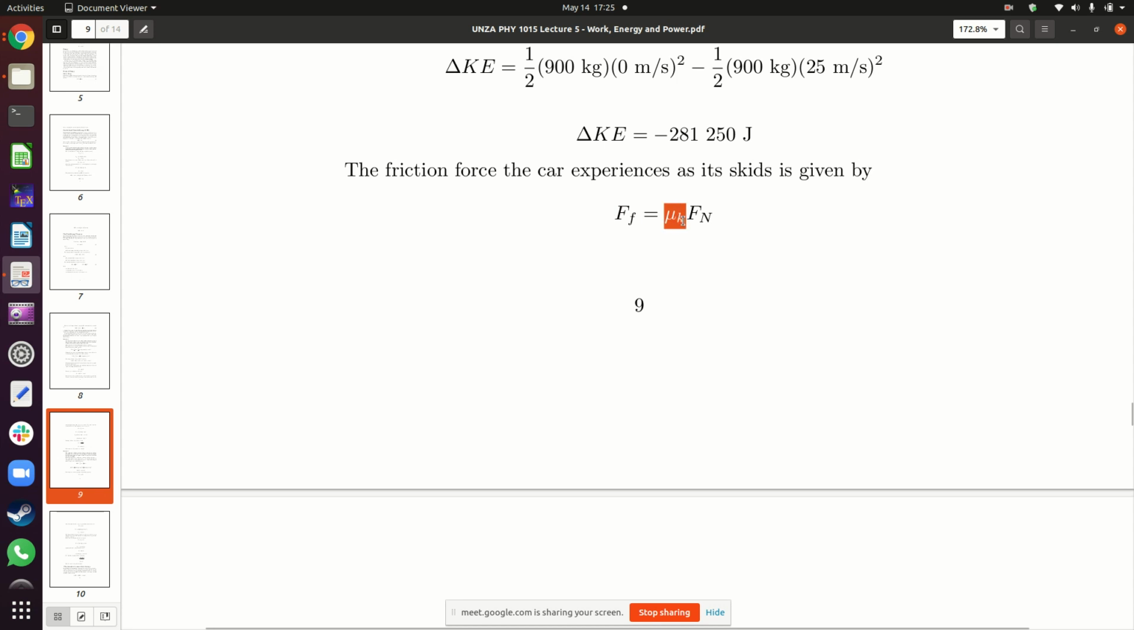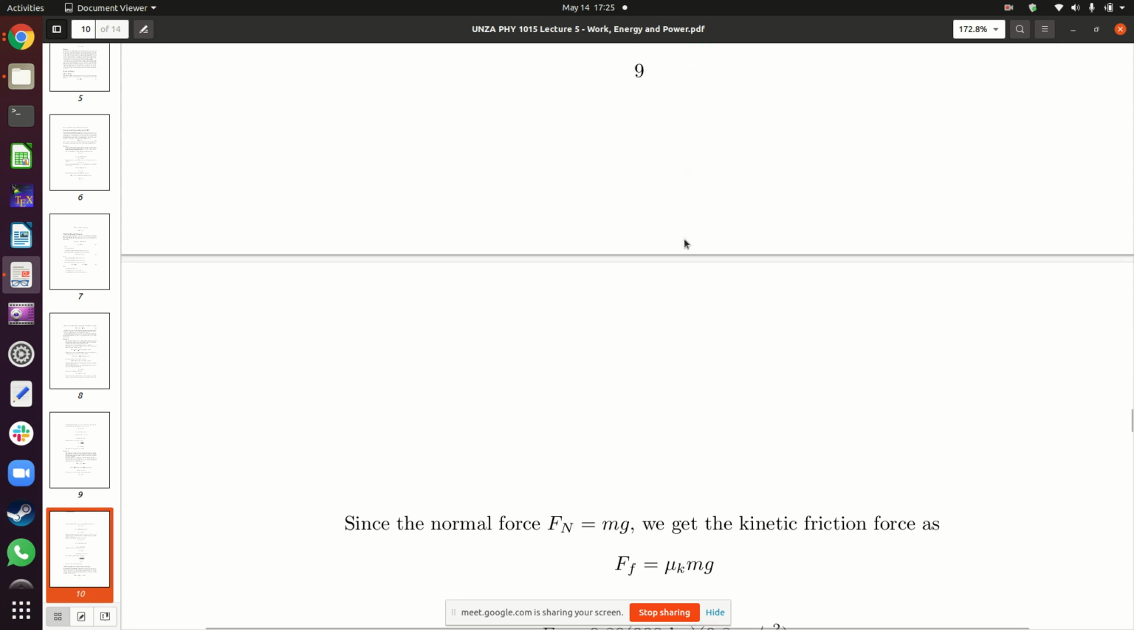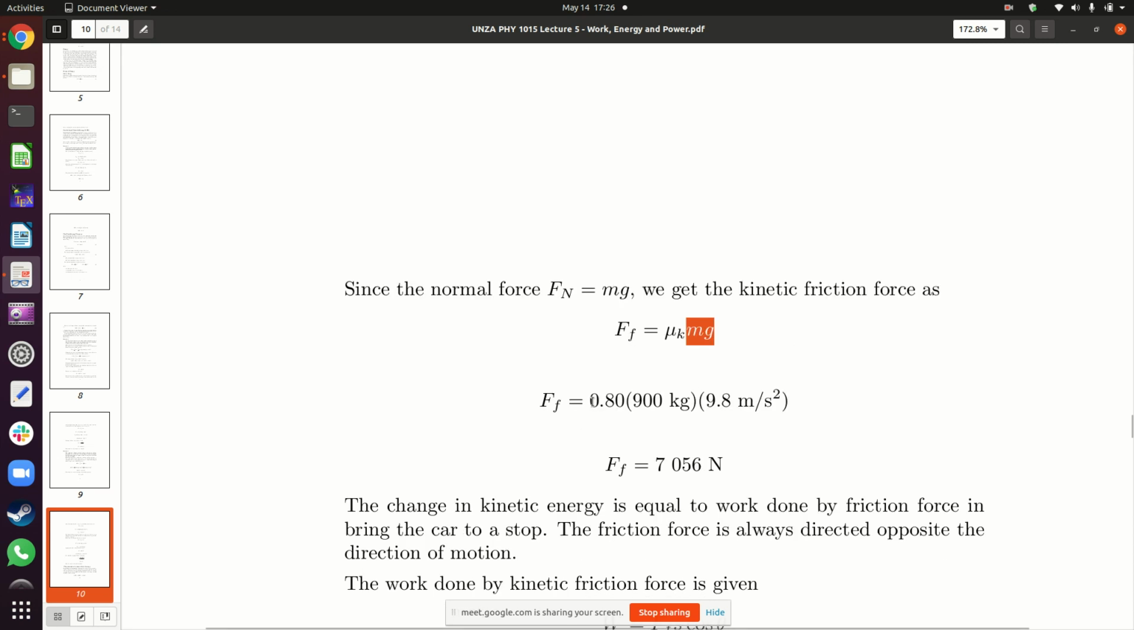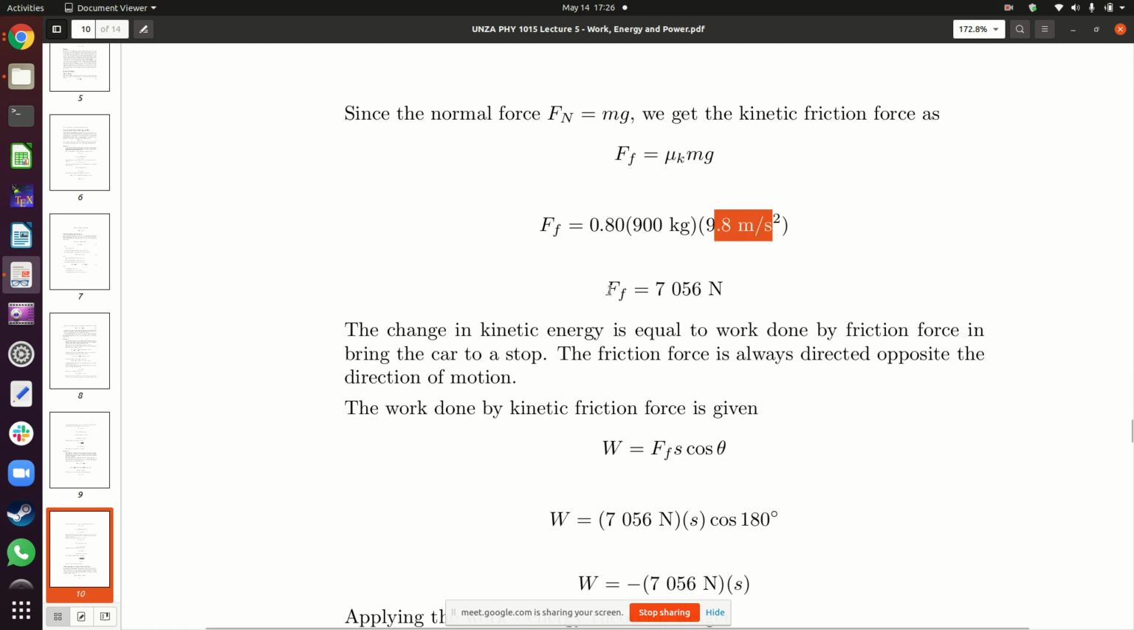Friction is going to be equal to the coefficient of friction multiplied by the normal force. Since we are on level ground, we know that the normal force, Fn, is equal to the mass of the car multiplied by the acceleration due to gravity, or basically the weight of the car. So Fn is equal to mg. So the friction force is equal to the coefficient of friction, mu k, multiplied by mg. In this case, it is 0.8 multiplied by 900 times 9.8 meters per second squared, and you get a friction force equal to 7,056 newtons.